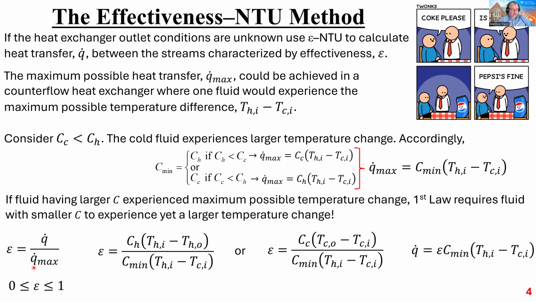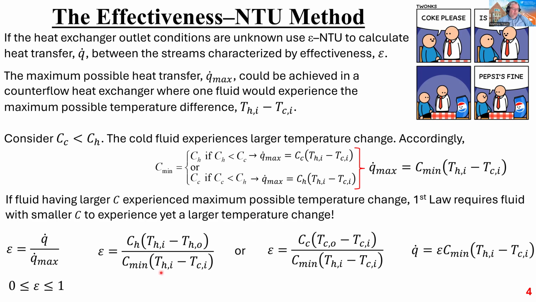We already know the expression for Qmax, right? It's Cmin times THI minus TCI, the inlet of the hot side minus the inlet of the cold side. So that's in the denominator. And then what is Q? That's the real heat transfer that occurs on the hot side of the heat exchanger. So that's the high temperature inlet minus the high temperature outlet multiplied by the thermal capacity of that high temperature fluid, the greater of the two, right? And so you might be looking at this and saying, well, gosh, this is going to be a number bigger than one, right? Because CH is bigger than Cmin.